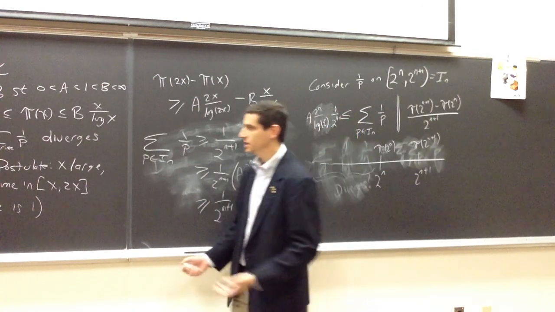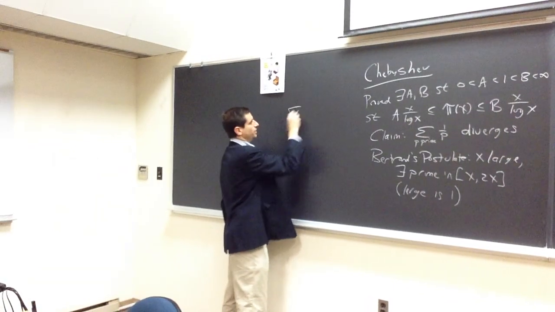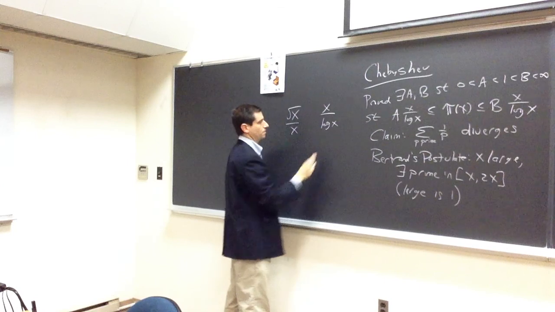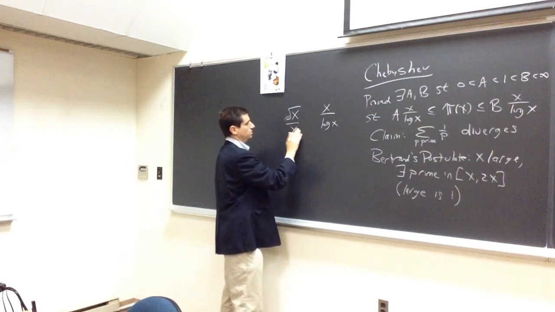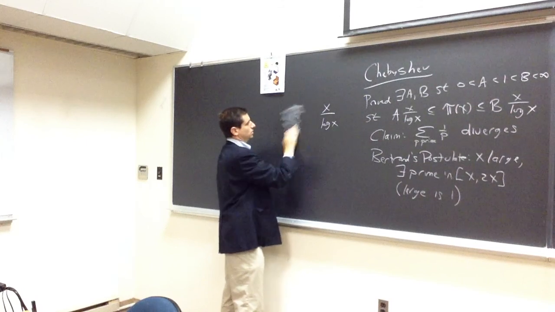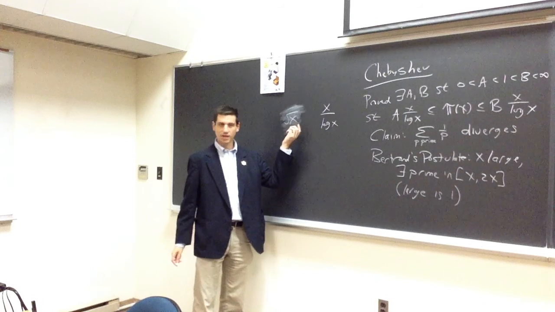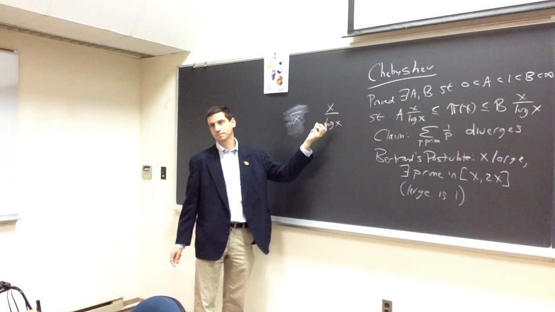Or a better way of saying it is the number of perfect squares is going to be square root of x, over x. The primes is x over log x. So this is the number of perfect squares up to x. This is the number of primes up to x. Far more primes than perfect squares.